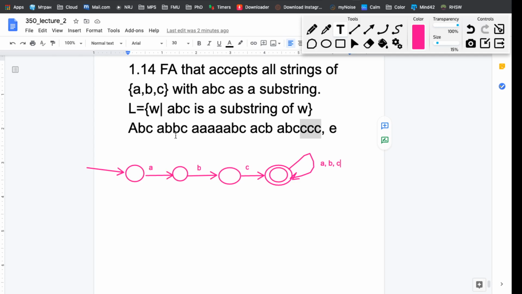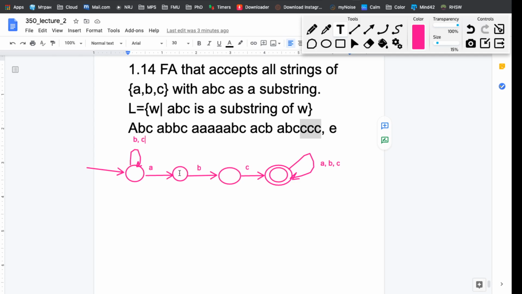What happens if the string starts with B or C? It doesn't change anything, because we still need to look for the pattern ABC. So on B and C, we're just going to loop. Then over here, what do we do on B? On B, we have a transition over here.